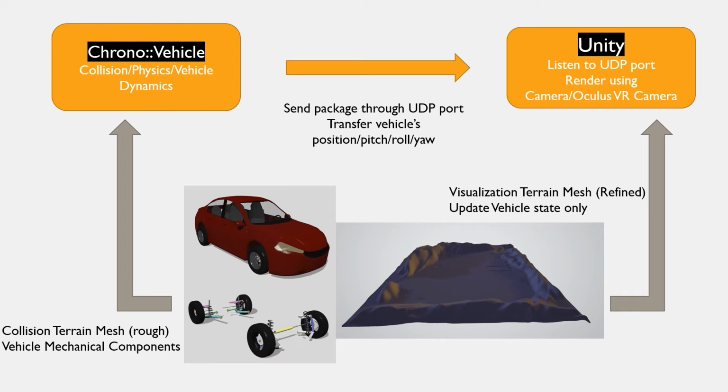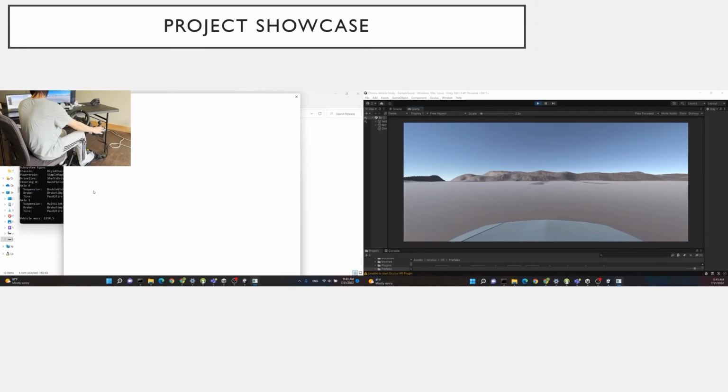So the way that we did to achieve this is, for the physics side, like the engineering solver side of things, like the collision and the vehicle dynamics, they are all being done on the Chrono vehicle side of things. So there will be two programs running simultaneously. One side is Chrono, one side is Unity. Chrono Vehicle will perform all the simulation side of things and then send the information through a UDP packet to Unity, and Unity will update the information. So here's a showcase.